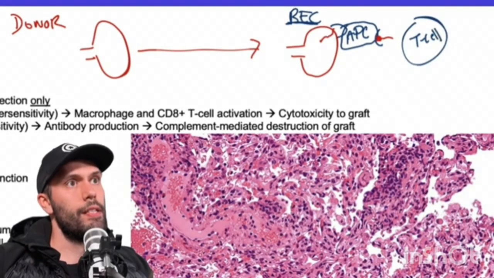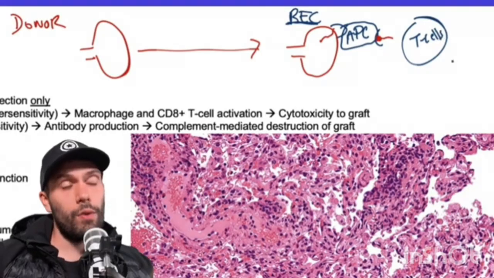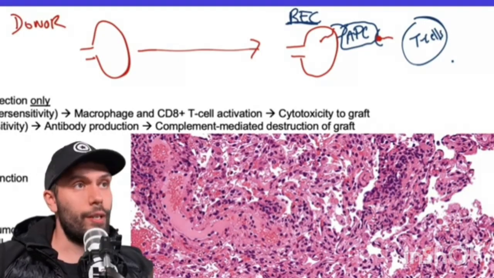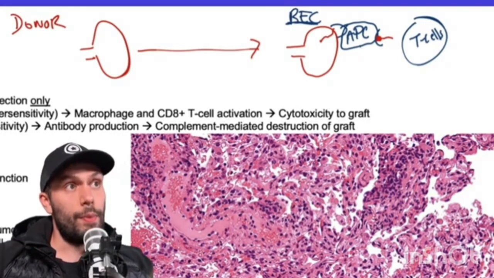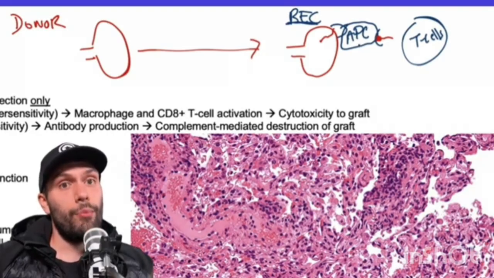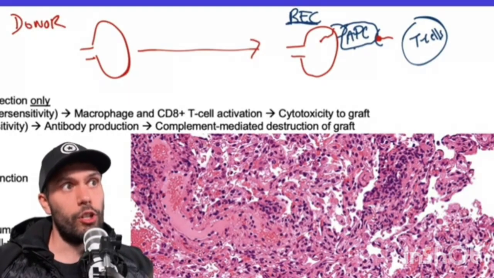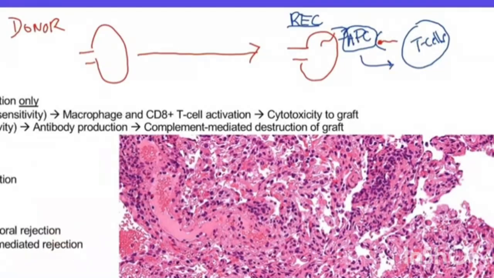Again, the recipient's T cells can recognize this. Now, of course, this can go a couple different ways, and we talked about this in great detail already in the video series. But again, when this antigen presenting cell presents this HLA antigen, it can release certain substances, right? It can release interleukin 12. And if it releases interleukin 12, it's going to cause this T cell to become a T helper 1 cell.